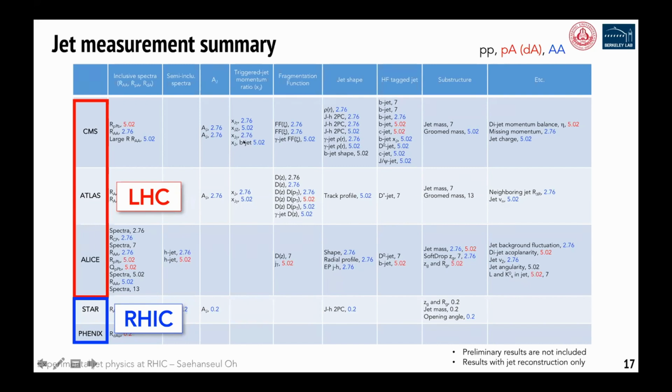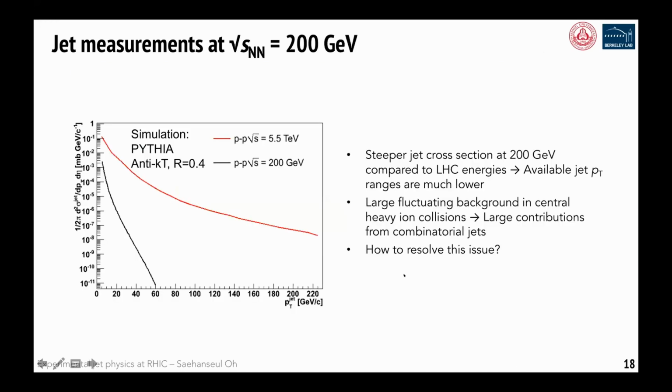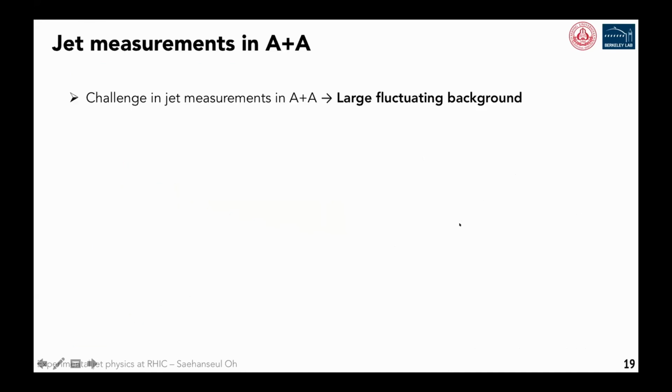Anyway, the LHC developed a large number of techniques, not only how to deal with background, but they also developed many different things. Now RHIC has a certain method to deal with it, and I'll introduce those. So, how to resolve this combinatorial jet issue.